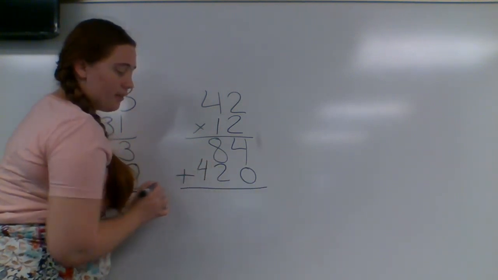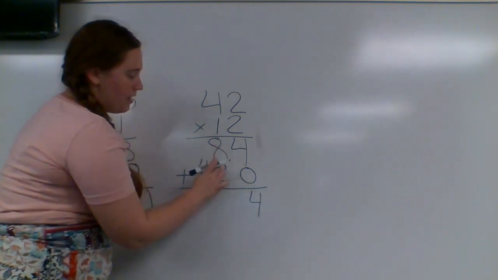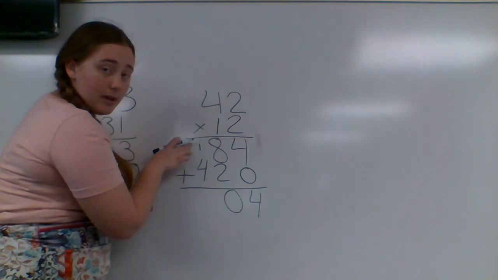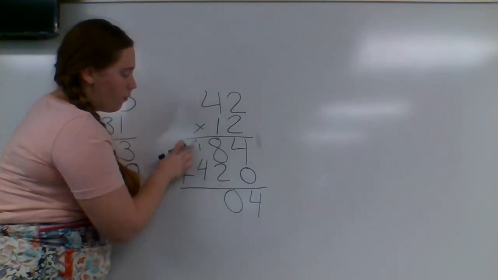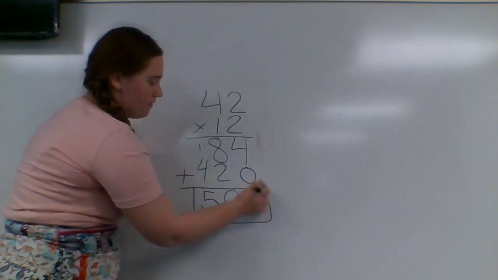Add these together. We have 4 plus 0 is 4. 8 plus 2 is 10. And then we had to carry this 1, of course. 4 plus 1 is 5.